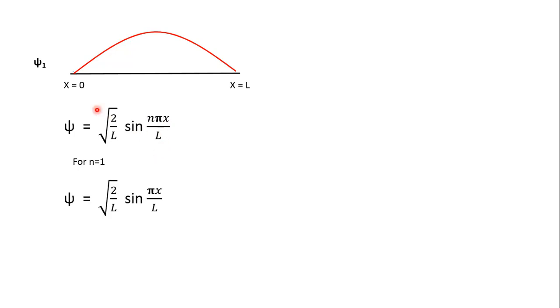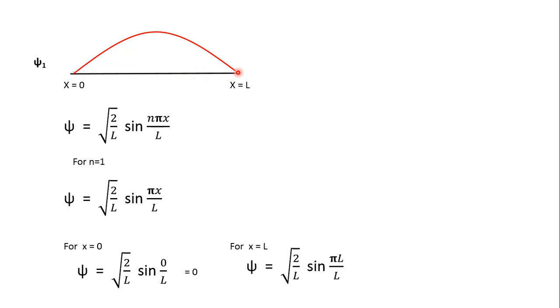The two ends of the box are x is equal to 0 and x is equal to L. When x is equal to 0, psi is equal to 0. And when x is equal to L, psi is equal to root 2 by L sin pi L by L, which is sin pi. So when x is equal to L, we'll have sin pi, and when x is equal to 0, we'll have sin 0.